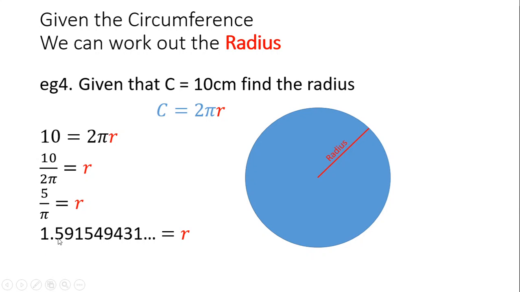That's 1.59, with a 1 after it, it is going to stay a 9, so that's 1.59. And the units of measure, centimeters, match the units of measure from the circumference given.